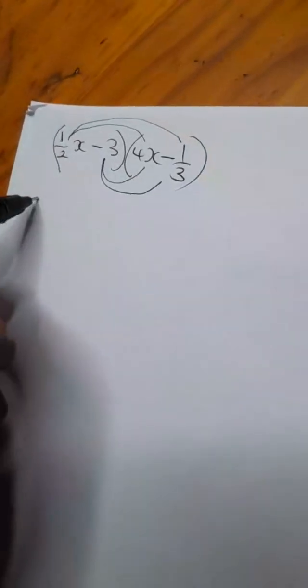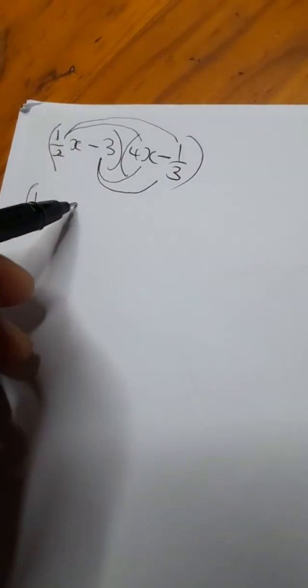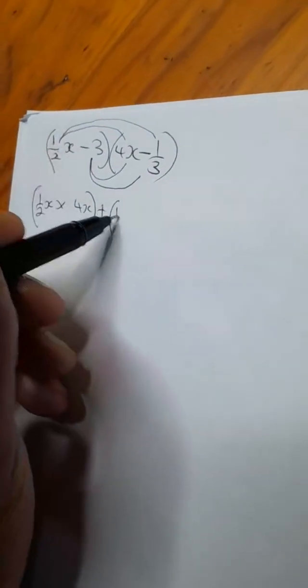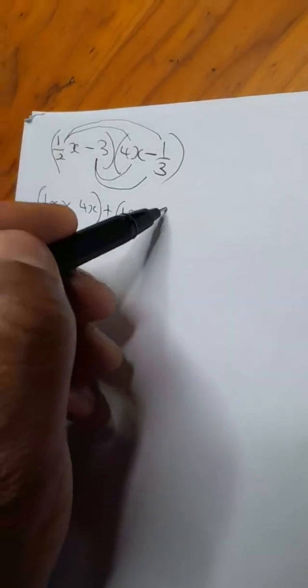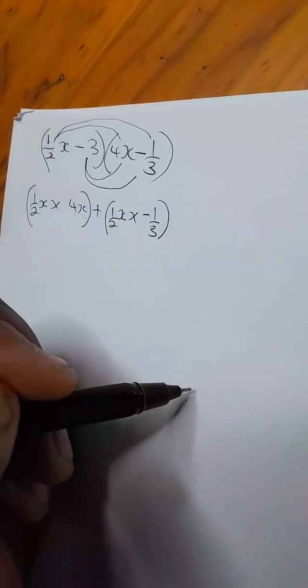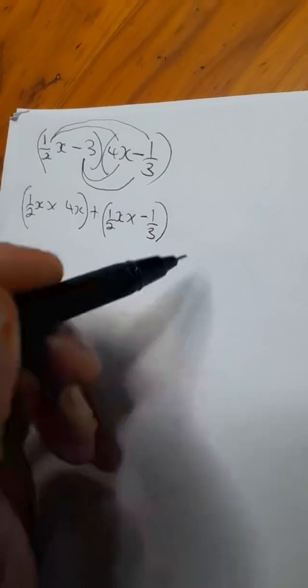All right, so it's going to be half x times 4x plus half x times minus 1 over 3. Now we go to minus 3. Minus 3 times 4x plus minus 3 times negative 1 over 3.